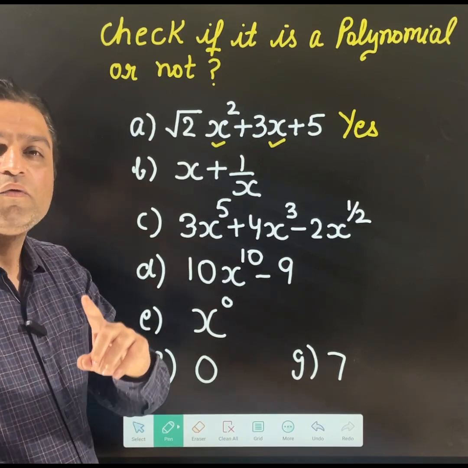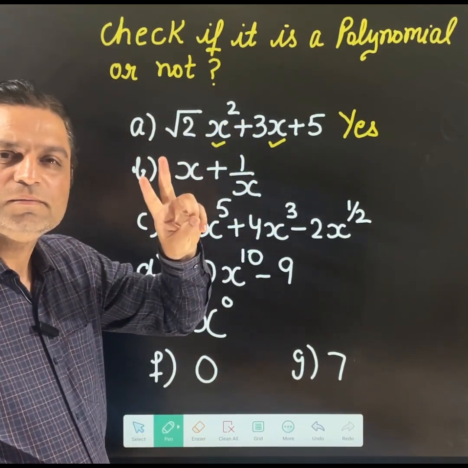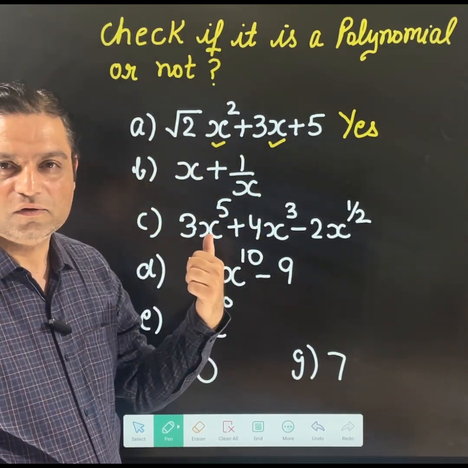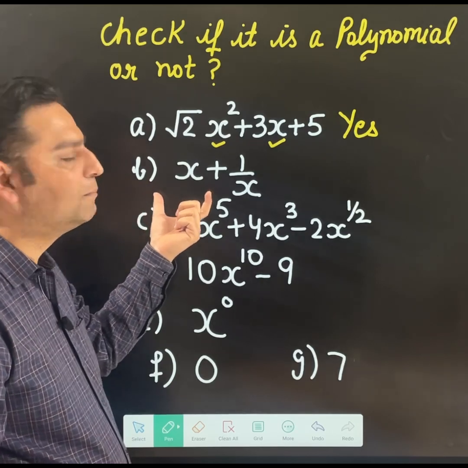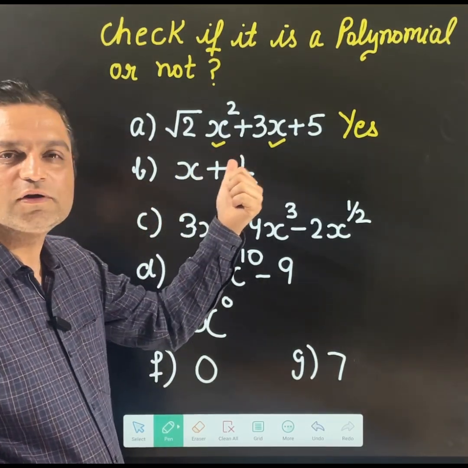In fact, what is the degree of this polynomial? Degree of this polynomial is 2 because the highest exponent means the degree. Okay? Okay, let's move to B part. What is your answer? You can tell me first of all. It is just x plus 1 over x.